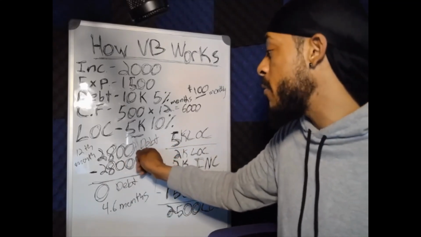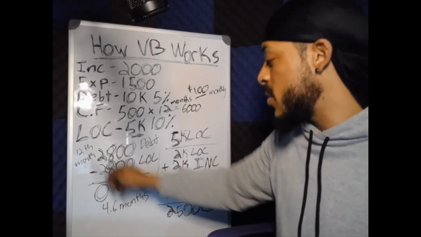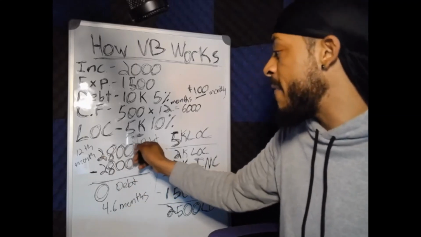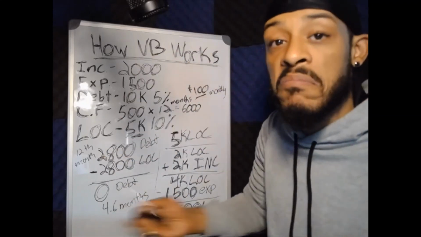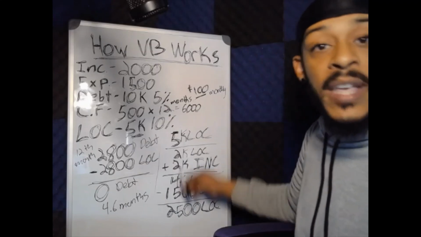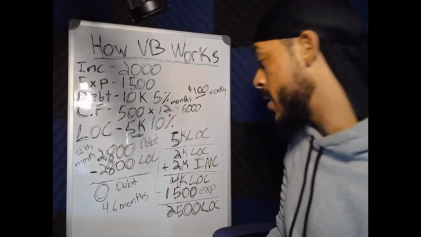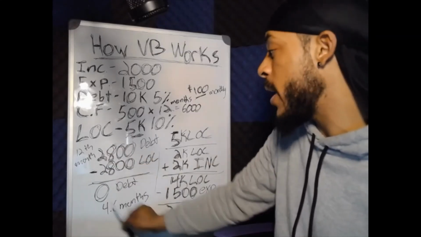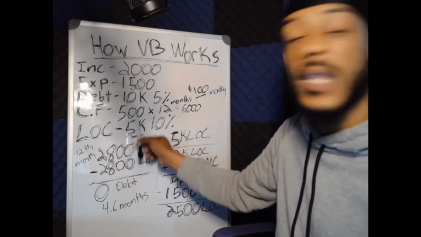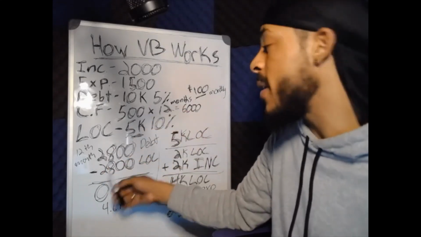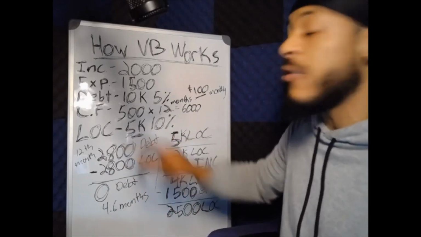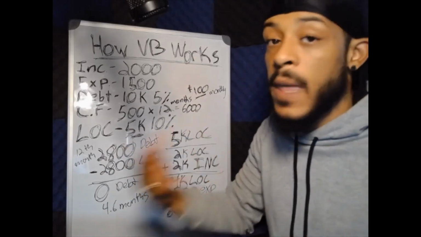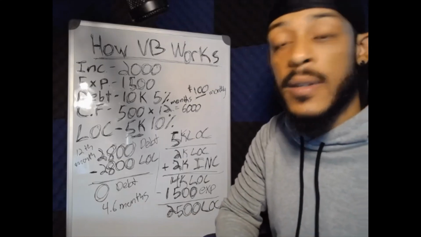Mind you, they probably would have raised you. Within this 17-month span, that 5,000 is probably going to go to 10 because you're showing them that you know responsible finances, right? So in 17 months, you're debt free and probably, most likely, if you call them, gonna get an increase on your line of credit. And that's what Velocity Banking teaches.